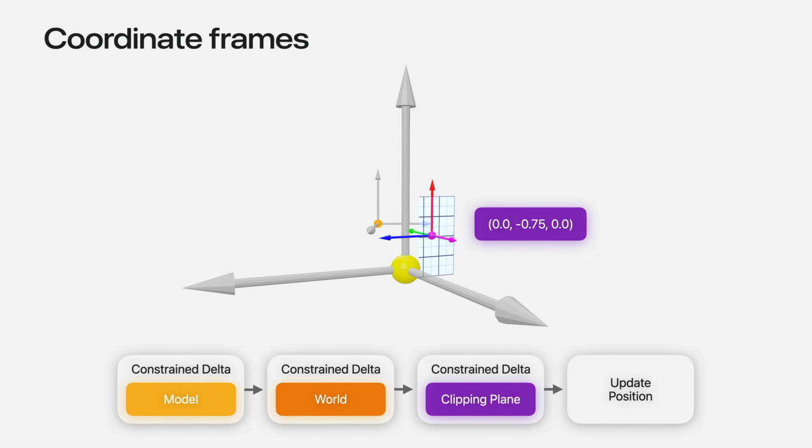We have to transform the constrained drag delta from the model coordinate frame into the clipping plane coordinate frame. Then we project that down onto the plane's normal, the same way we did last time. This gives us the value we need to move the plane, but since it's been projected onto the normal, the change is constrained to move only in that direction, instead of wherever the person moved their hand. That makes sure the changes from the gesture feel natural.